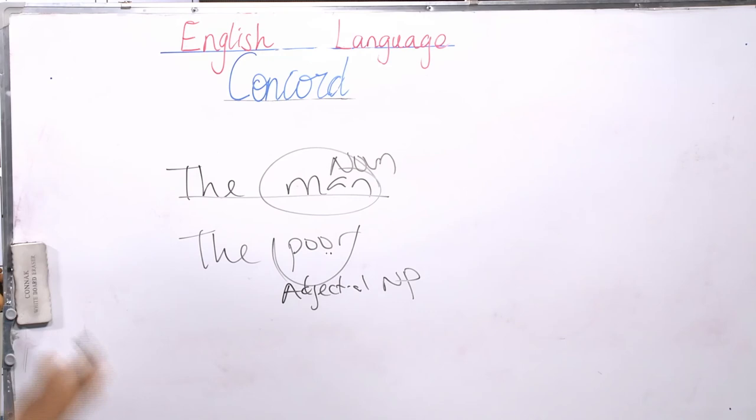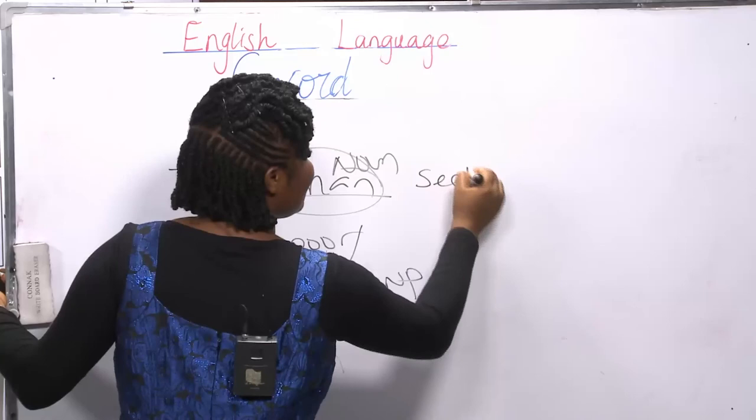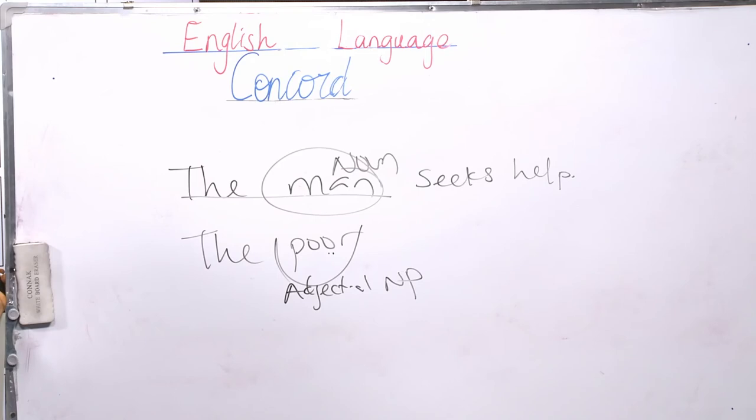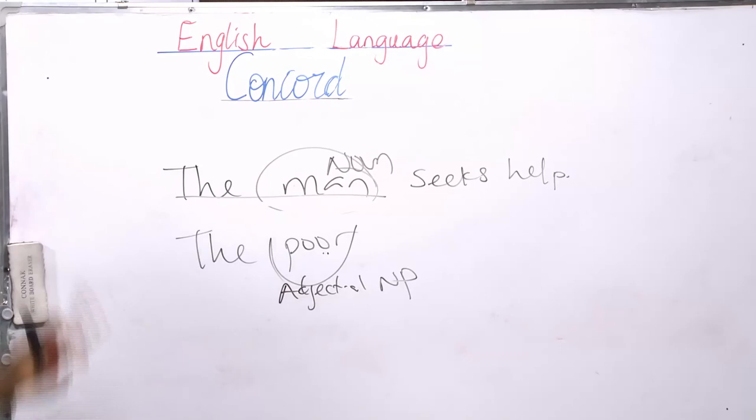So it cannot be seek help because this is singular. It will be the man seeks help because this is not an adjectival noun phrase. This is just simply a noun phrase because there is nothing like man, manner, manest. It is just simply man. We only have poor, poorer, poorest. I hope you get that.